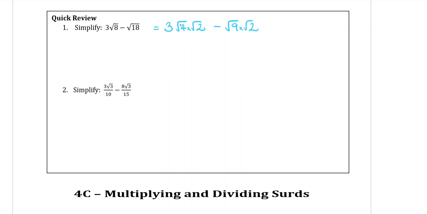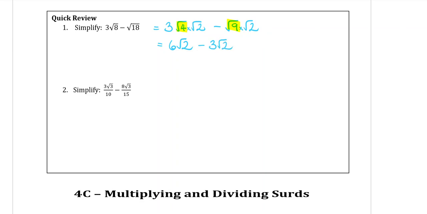Then to simplify, I'm going to square root the perfect square numbers. So the square root of 4 is 2. I multiply the 2 with the 3 that's already there to get 6 root 2. Then minus, square root of 9 is 3, so it'll be 3 root 2.